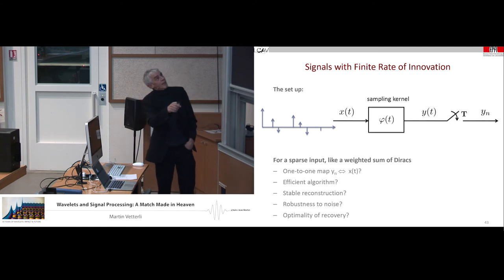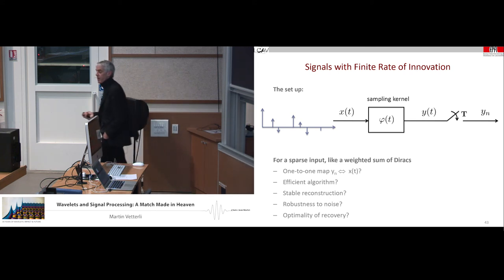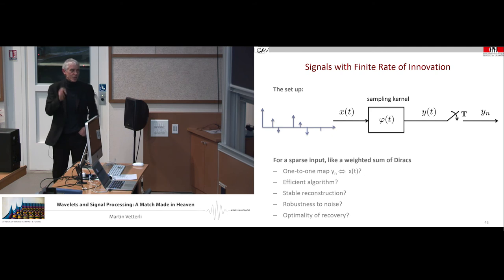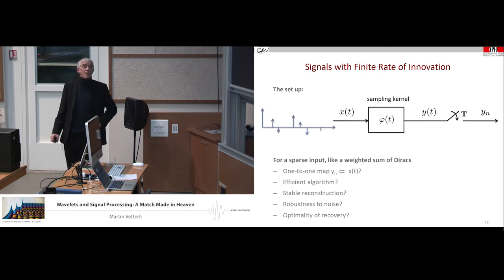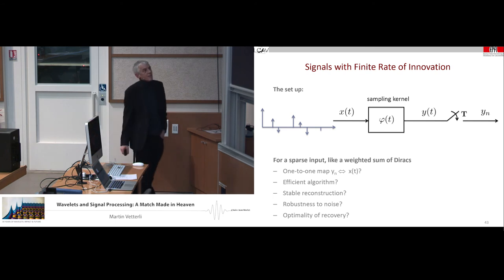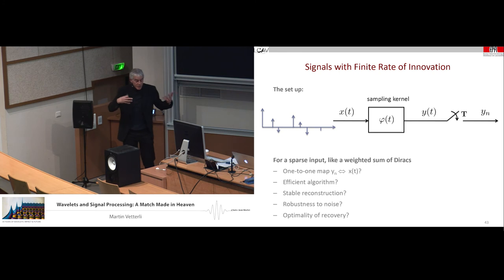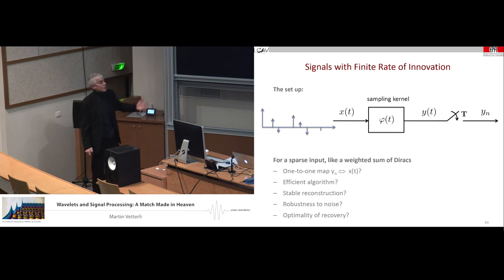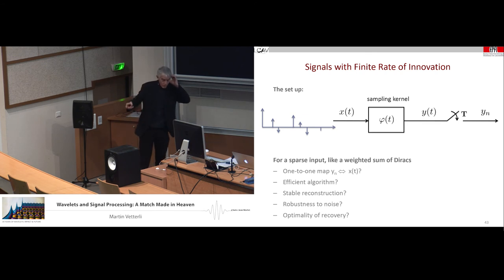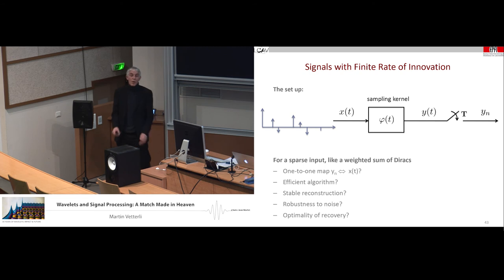We have these Diracs enter an observation kernel, so it's a continuous time function here. If you don't have a sampling kernel, you won't see anything, okay? So it's good that we have a sampling kernel. And you take a number of samples, and you would like to show things like, is there a one-to-one map? Are there algorithms? Because I'm interested in algorithms. Can you reconstruct, in particular, is it well-posed or ill-posed? Will you survive noise? And if you survive, how close are you to the optimum, okay?